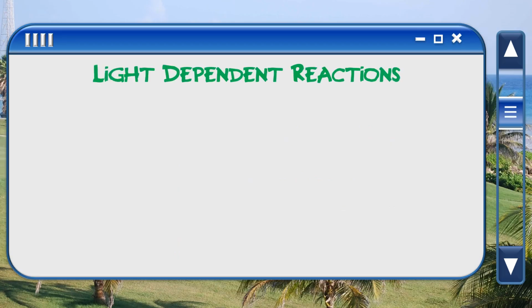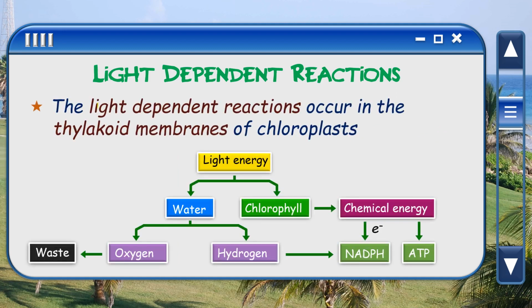Let's look at the light-dependent reactions. These reactions occur in the thylakoid membrane of the chloroplasts. They take place in the thylakoid membrane, which is found in the chloroplast. So when sunlight energy is absorbed, it can be used to split water into hydrogen and oxygen. Oxygen is going to be released as a waste product.